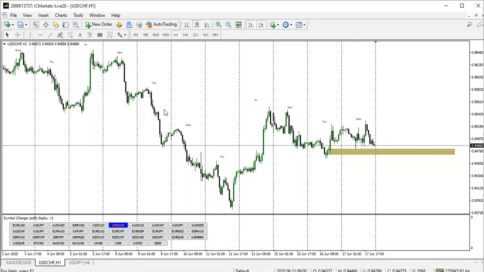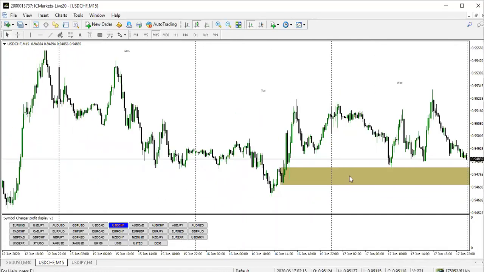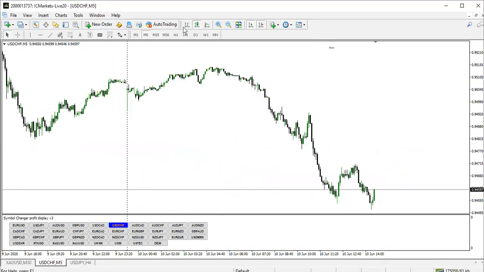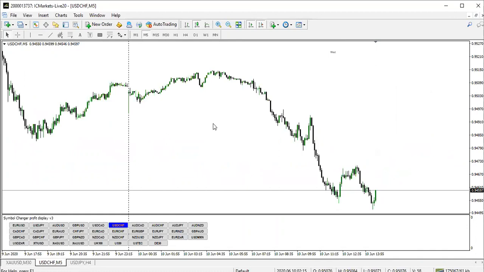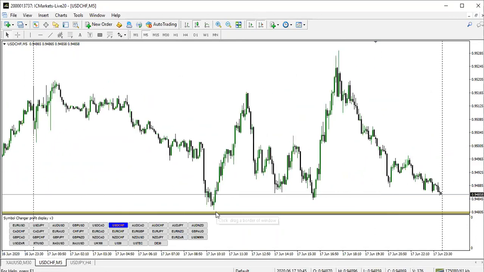Now USD CHF on the M15 chart. I actually use M5 to trade this pair. I use M5 here, and this was why I took this trade. The market really hit my entry. I don't know how I marked this one. The market did not get to this zone.